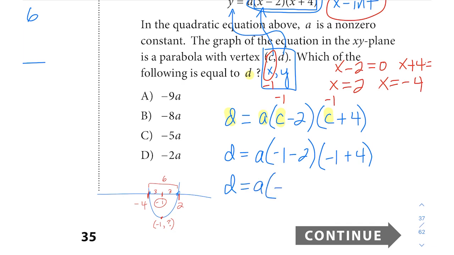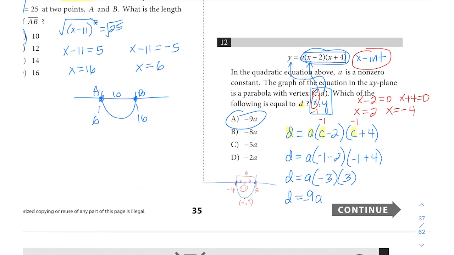Simplify that. That's going to be a times a negative 3 and a positive 3. Negative 3 times 3 is negative 9. We get d equals negative 9a, which matches answer choice A on this question.